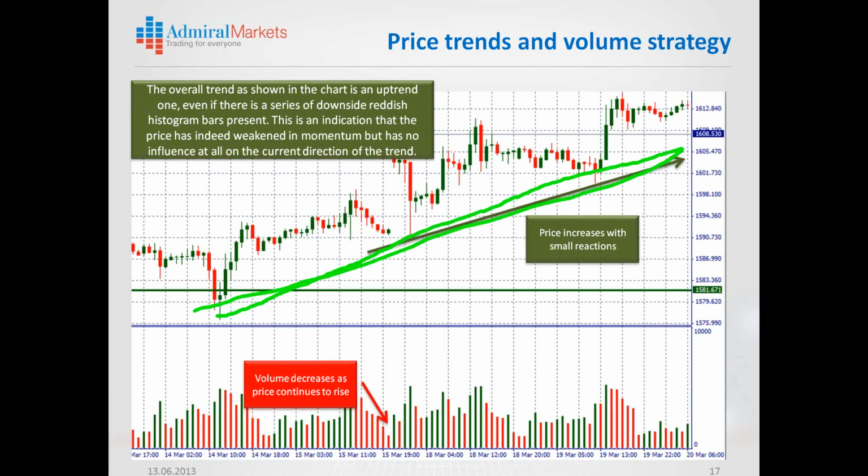The overall trend, as shown in the chart, is an uptrend. Even if there is a series of downside reddish histogram bars present, we see that there are a lot of decreases in the volume histogram. But this is an indication that the price has indeed weakened in momentum, but has no influence at all on the current direction of the trend.